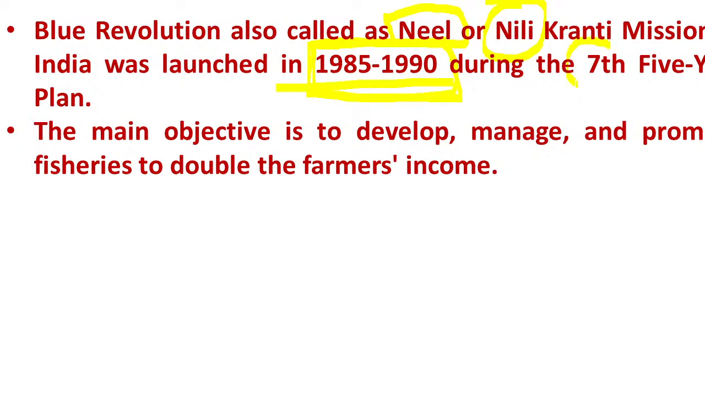At that time, the 7th five-year plan was running. The five-year plan is also very important. Yes, thank you, welcome Jasmith. What was the main objective here? The main objective was to develop, manage and promote the fisheries, and also to double the farmers' income. Please remember. Mamta, option C is the right answer.